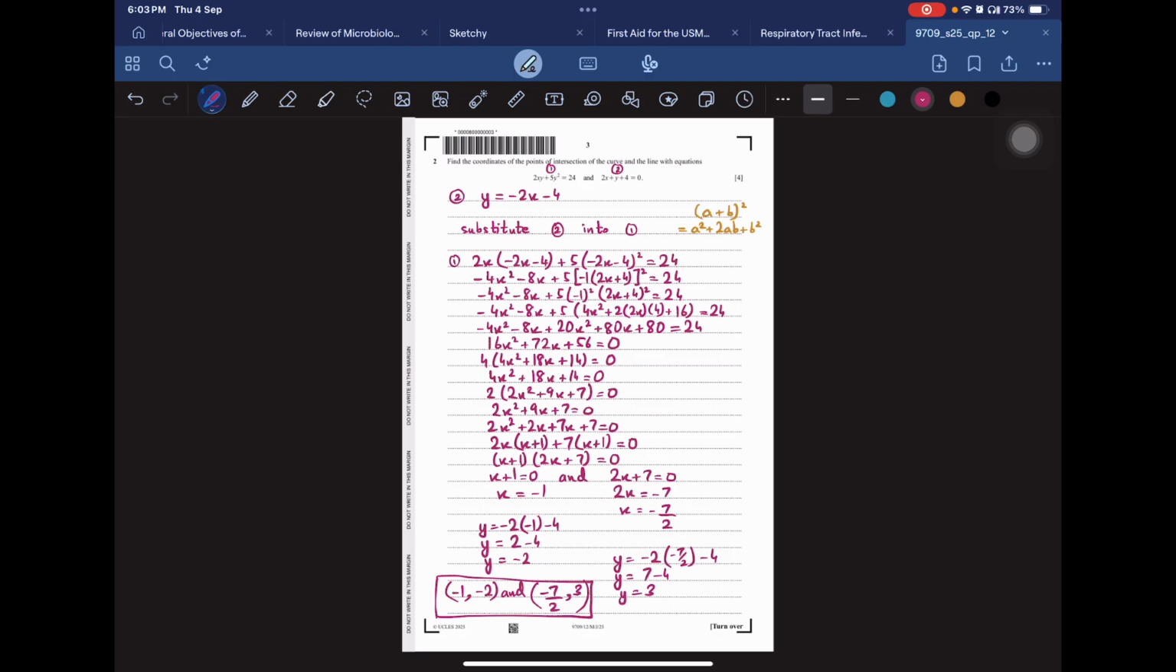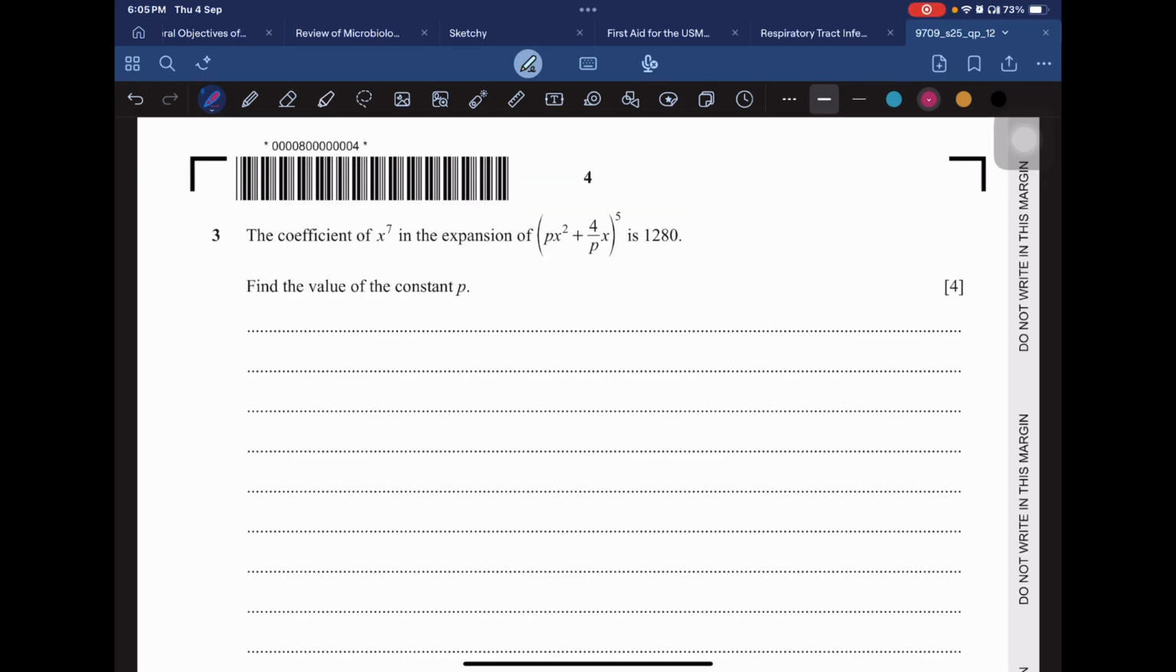I hope this question also makes sense to everyone. Let's move to the next question. So the next question, question 3, is coefficient of x7 in the expansion of this binomial given is 1280. Find the value of the constant p.